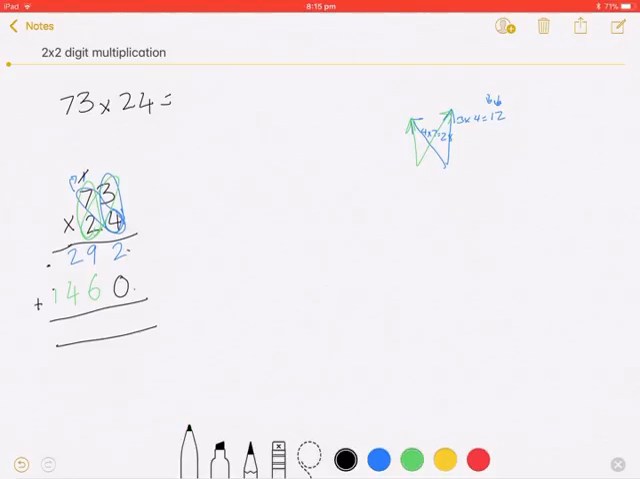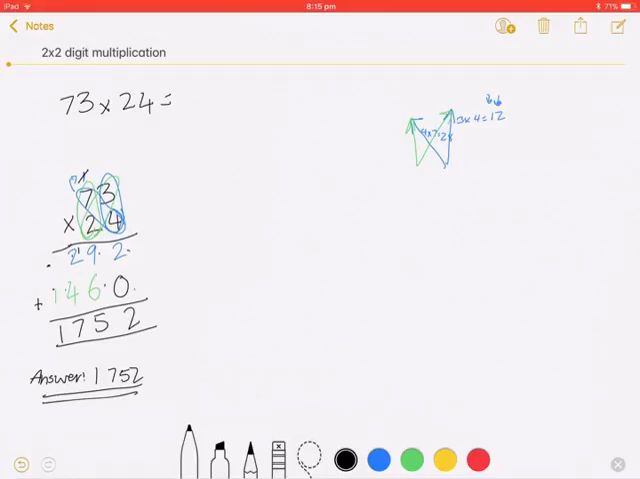2 plus 0 is 2. 9 plus 6 is 15. Carry my 1. 1 plus 2 is 3. Plus 4 is 7. Nothing plus 1 is 1. And I should really write answer: 1752 and double underline with a ruler.